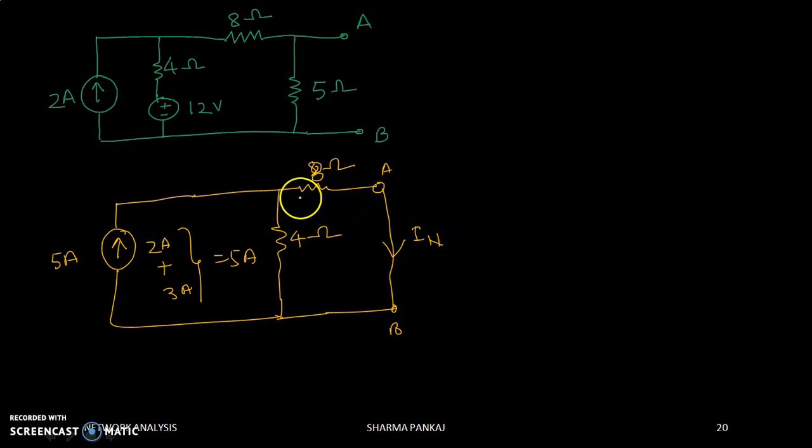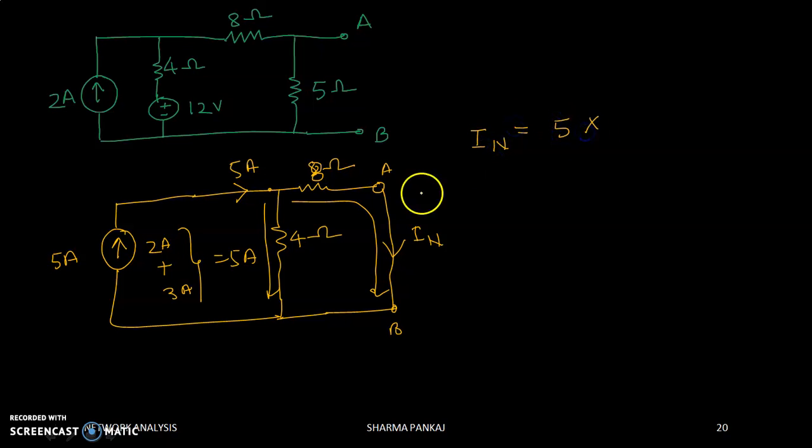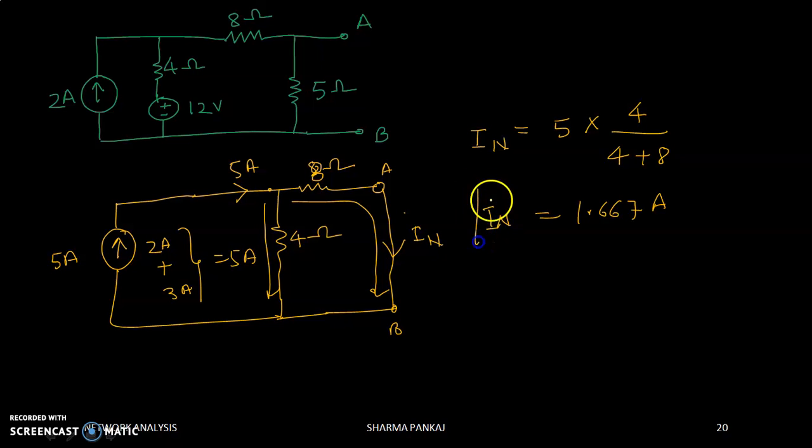So we are interested to find out current in this branch. Okay, the total 5 ampere current is flowing up to here. Now by applying current division rule, IN will be equal to total current 5 ampere into, we are calculating IN. IN is flowing in 8 ohm resistor, so it will be 4 upon total resistor of parallel path, 4 plus 8, so it is 1.667 ampere. IN is coming 1.667 ampere.